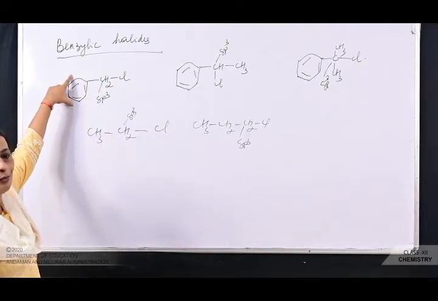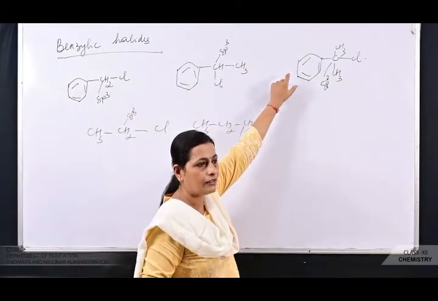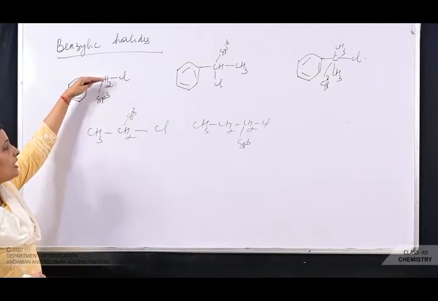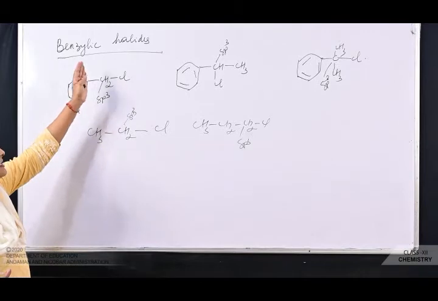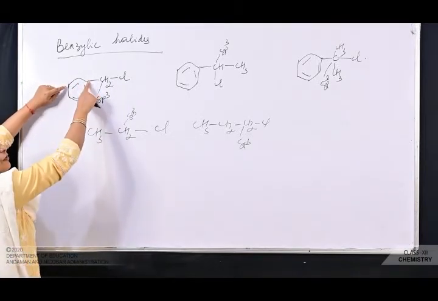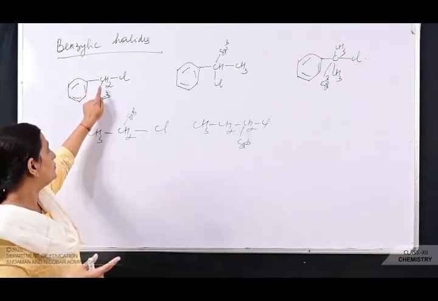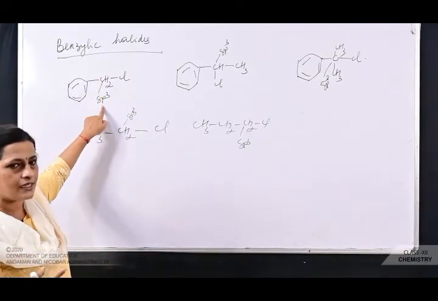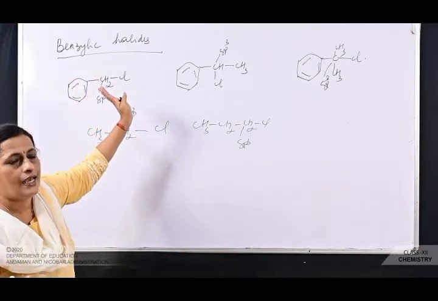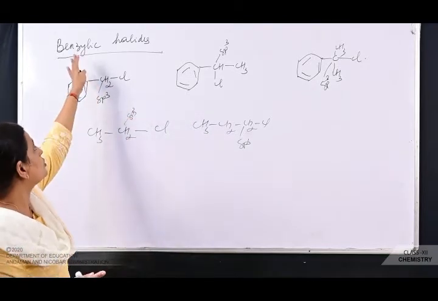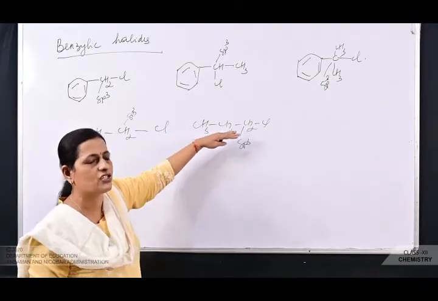Here you have got what? An aromatic ring. Here also you have got an aromatic ring. Here also an aromatic ring. That is, the carbon to which the halogen atom is attached is in sp3 hybrid state, and it is attached to an sp2 hybrid aromatic ring. In case of aromatic compounds, the hybridization is what? sp2. So the carbon to which the halogen is attached is in sp3 hybridization, and in its adjacent position it has got a sp2 hybrid aromatic ring. Such compounds are known as what? Benzylic halides.